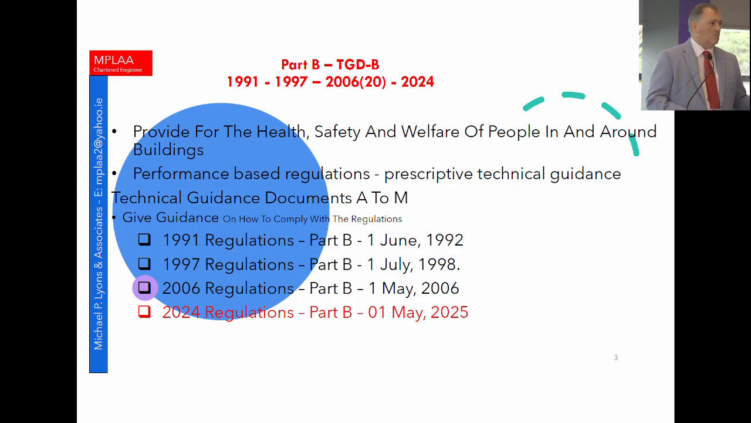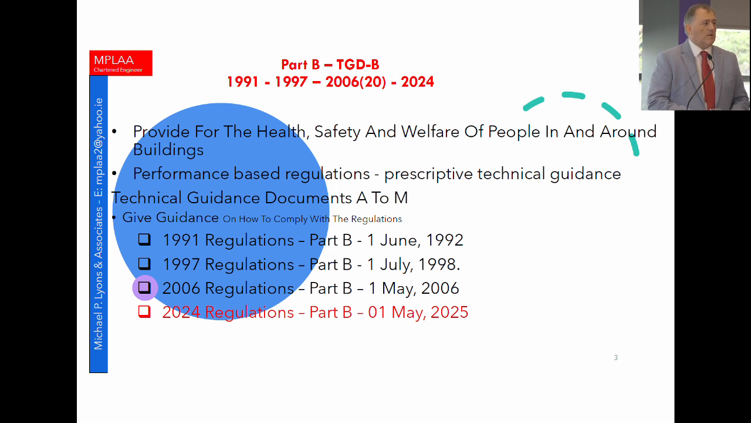We're now onto our fourth version of Technical Guides Document B, and from the very beginning in 1992 there was always an alternative approach. It was always permissible to come up with a fire safety design, submit for a fire safety certificate, and not use the TGDB route. And that's no different in the current version.